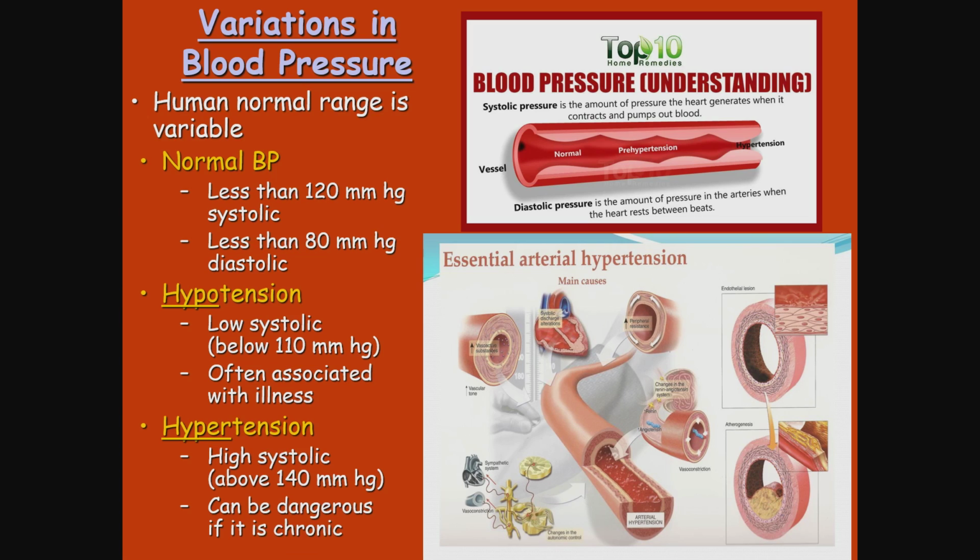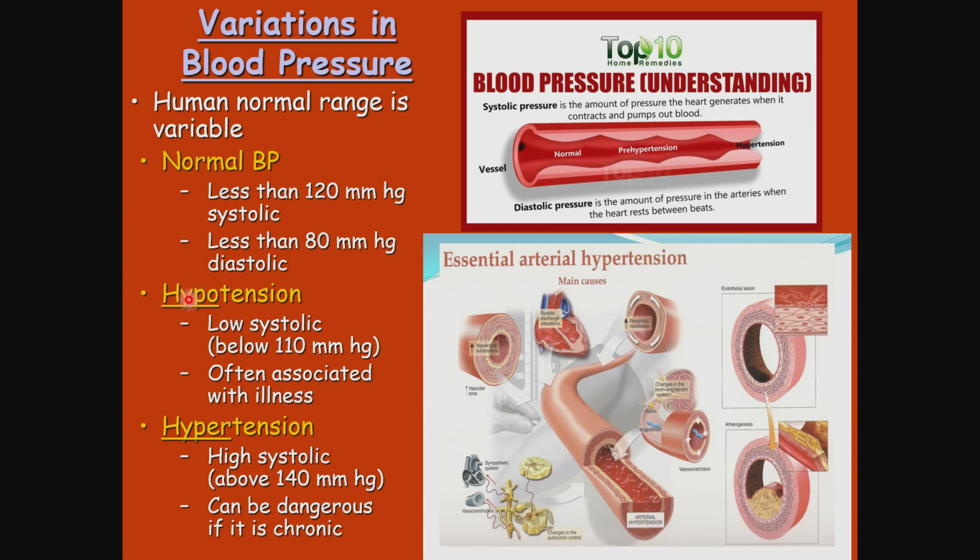Your normal BP, like I said, is less than 120 over less than 80. You can see in this picture right here, this would be a normal passageway through your blood vessel. When you start getting pre-hypertensive, you can see that the artery is becoming thicker. This could be plaque. Hypertensive, like I said, above 140 can be really dangerous if this is chronic.